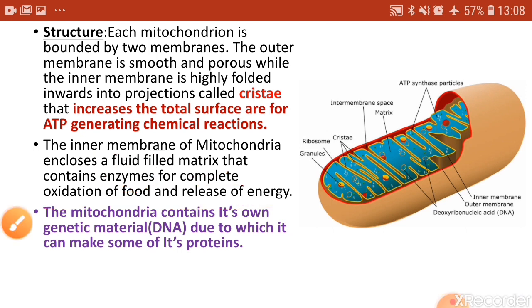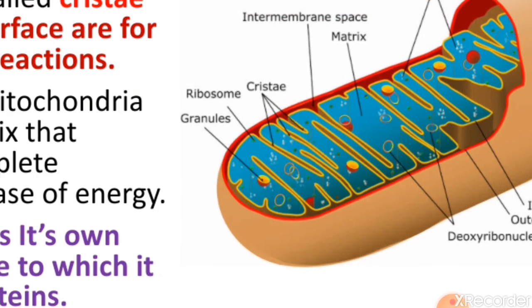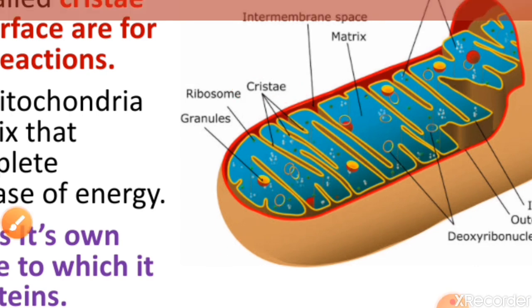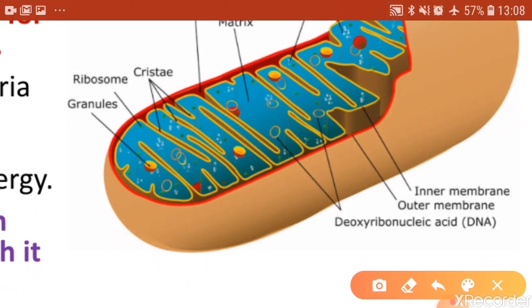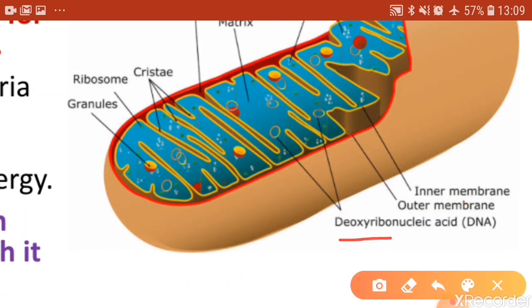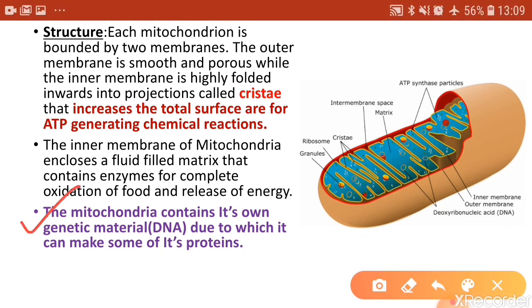So oxidation of food occurs in the matrix of mitochondria, and the energy that is released during the process will be used up for making ATP. This ATP is generated over the cristae of mitochondria, over these finger-like projections that you see. Another important thing about the structure is that the mitochondria contains its own genetic material and ribosomes, and because of this DNA and ribosomes, the organelle can prepare some of its own protein.